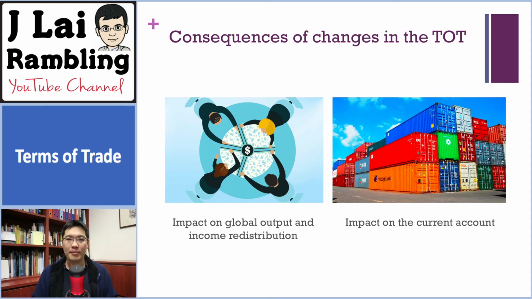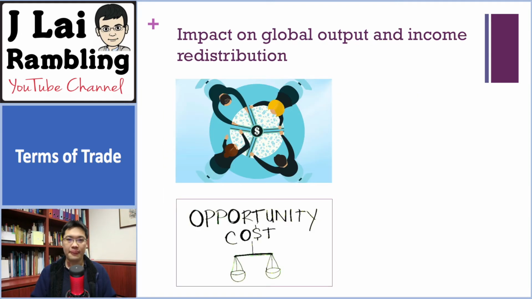And here we're going to talk about the consequences of the changes in terms of trade. There are actually two that I want to explore in this presentation. First of all, it's the impact on global output and income redistribution and impact on the current account. Well, for the impact on global output and income redistribution, it is actually quite straightforward.